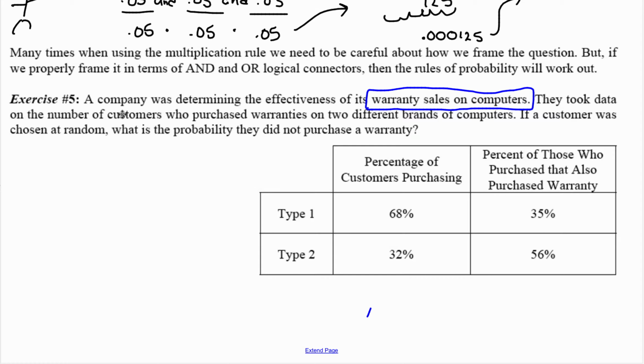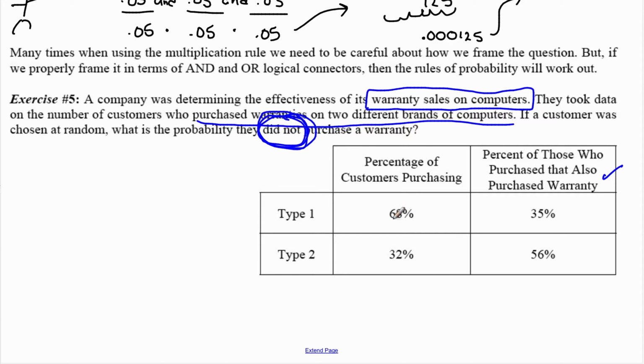So they took the data on the number of customers who purchased warranties on 2 different brands of computers. If a customer was chosen at random, what's the probability they did not purchase a warranty? Remember, this is those who did purchase a warranty, so we have to keep that in mind. All right, so this is what we're going to look at.